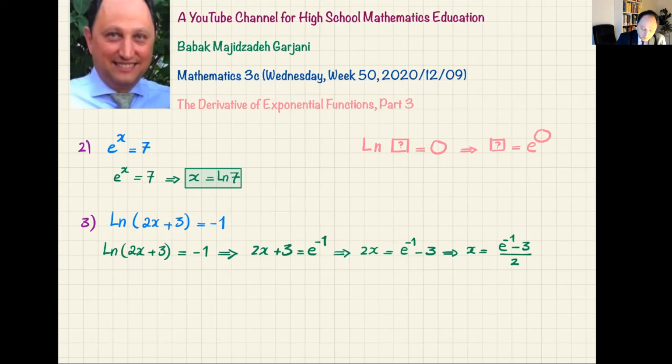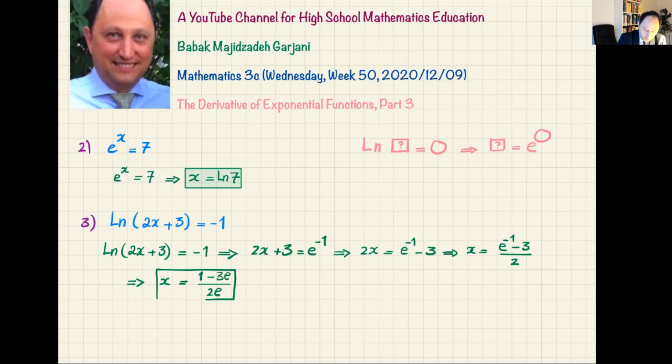Of course, that's correct, but if you want to get rid of this negative power, you can multiply the numerator and the denominator by e. If I multiply e in the numerator, e times e to the power minus 1 becomes e to the power 0, which is 1. And the next one becomes 3e. So then it becomes (1 minus 3e) divided by 2e. Okay, so that is the answer that you get.